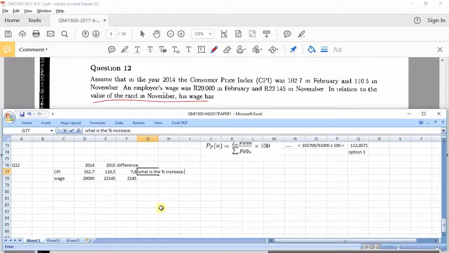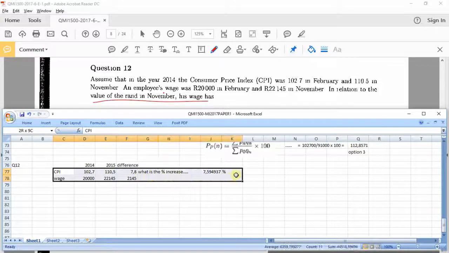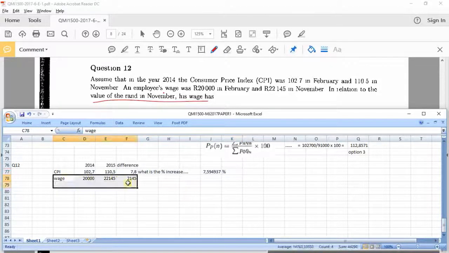So what is the percentage increase? Let's work that out. The percentage increase would be what I have now, 110.5, minus what I had before, 102.7, close bracket, divided by 102.7, times 100. That means there was a 7.59% increase in CPI. Inflation.